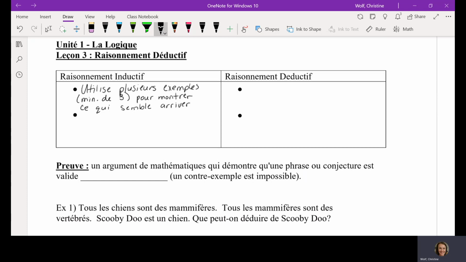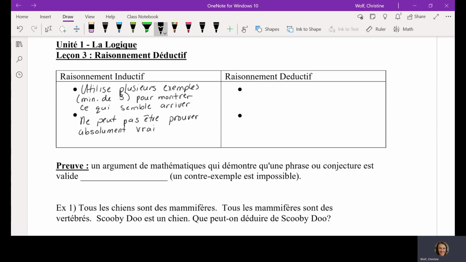OK? La deuxième point, c'est que ça ne peut pas être prouvé absolument correct ou absolument vrai. Okay? So we do a whole bunch of examples to prove what we think is true, what is generally the truth, mais on ne peut pas le prouver pour certain. We cannot absolutely prove it to be true for every case, seulement pour la majorité des cas.